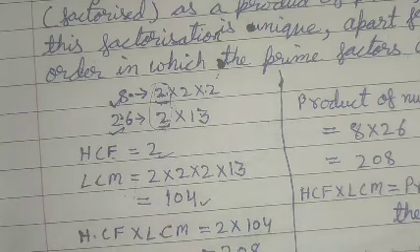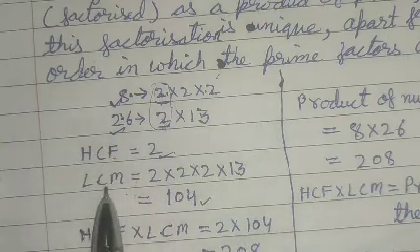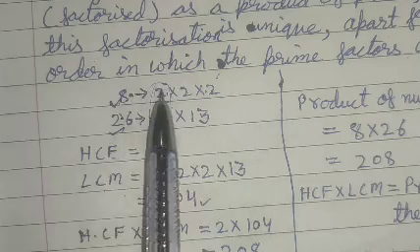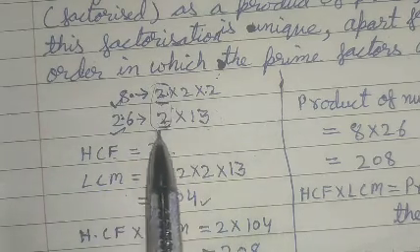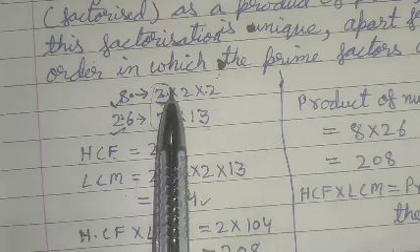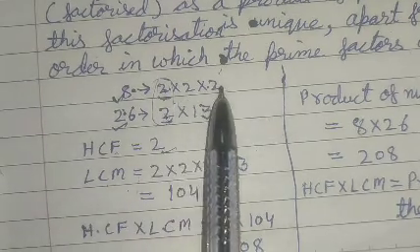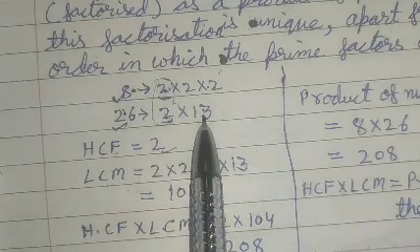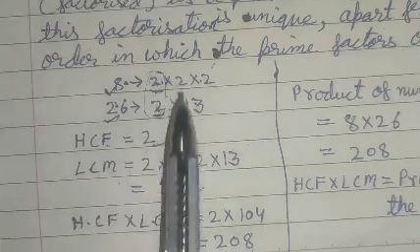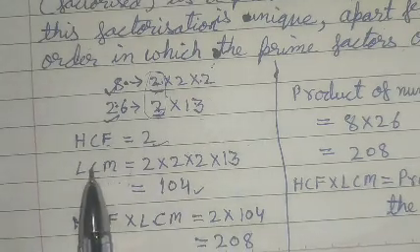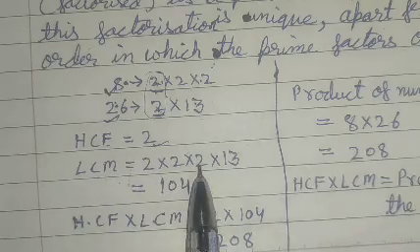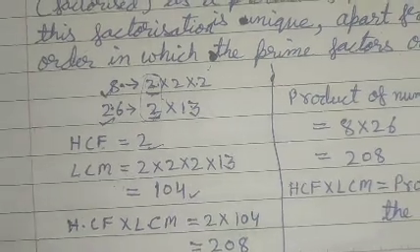HCF is the common factor of the numbers. Now LCM, we will write all the factors of 8 and 26, and the common factor will come only once. Now 2 into 2 into 2 into 13 will be the LCM, because 2 is the common factor, it will come only once. So this is the LCM of the numbers. So we are getting LCM as 2 into 2 into 2 into 13, that is 104.